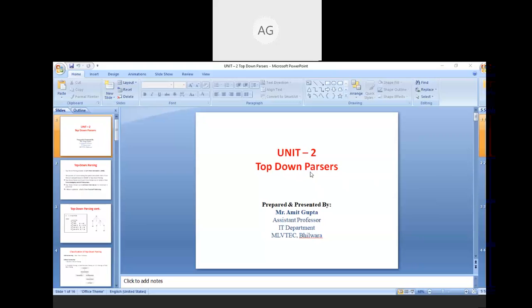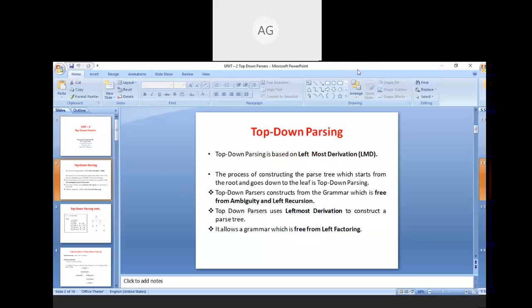So basically we already discussed that there are two types of parser. One is top down parser and the other is bottom up parser. So first we are going to study the top down parser. Basically the top down parser is based on leftmost derivation. This is an important objective question.